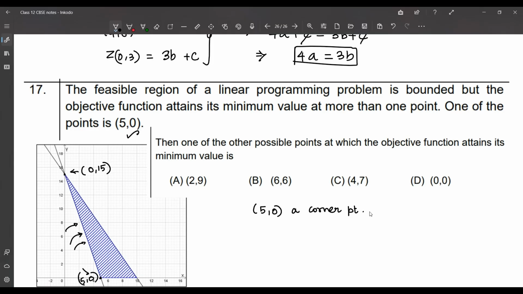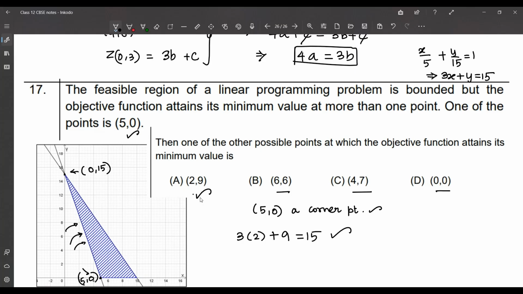I'm framing the intercept equation of the line. So x by 5 plus y by 15 is equal to 1. So we have 3x plus y is equal to 15. And I'm going to substitute each of these points and check which of these is satisfying it. So 3 into 2 plus 9 is equal to 15, satisfied. Option A satisfies. The second one does not satisfy. 18 plus 6 is not 15. 12 plus 7 is not 15. 0 plus 0 is not 15. So option A is the correct answer. We'll move on to the next question.